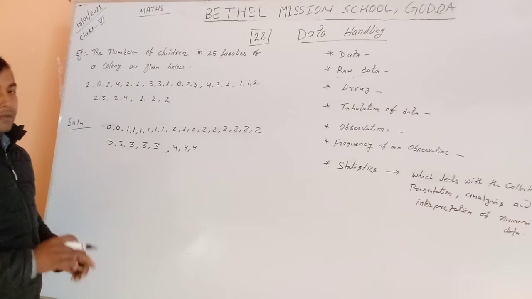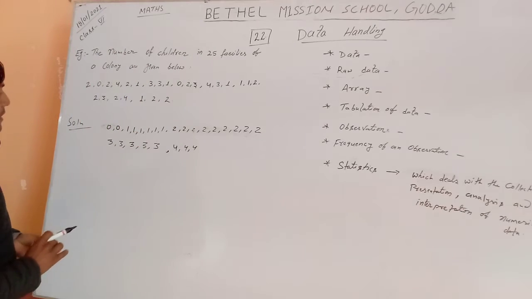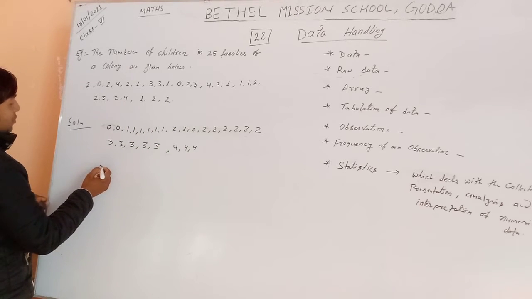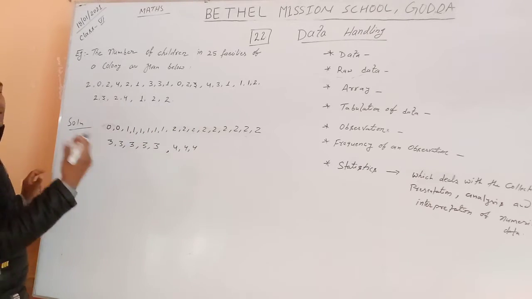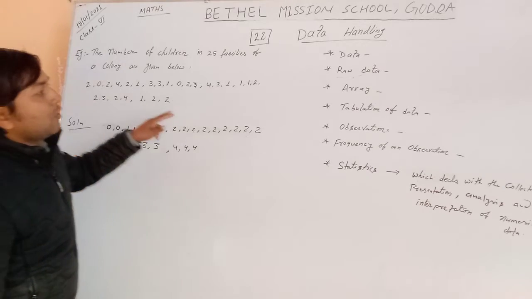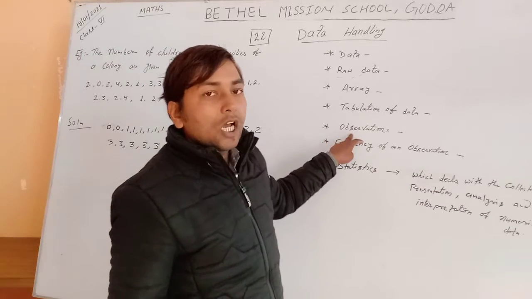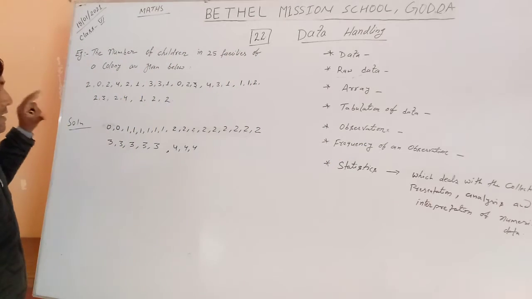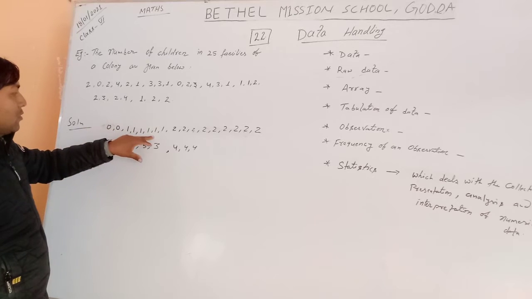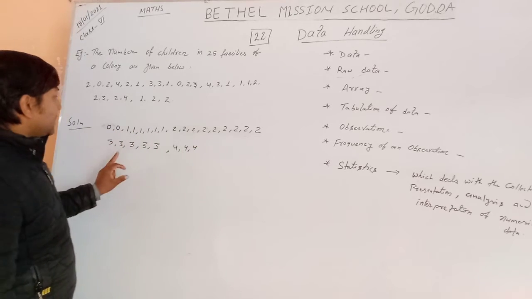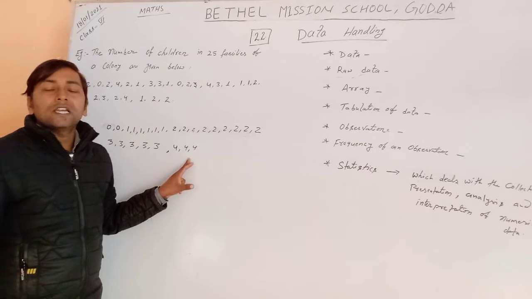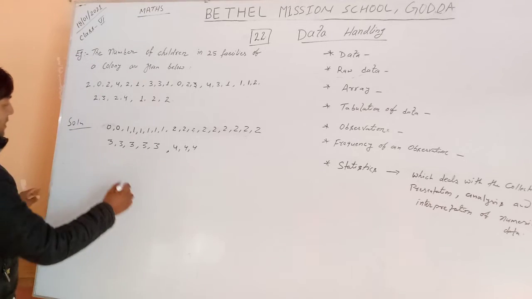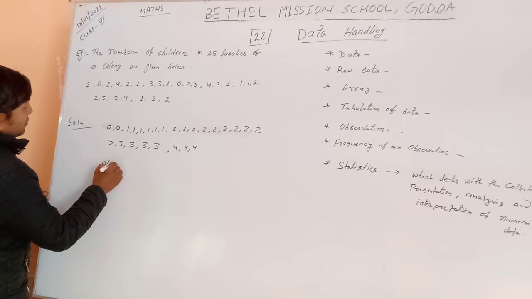Now you make the table. So what information is given? You have to write first the information or observation. What is an observation? How many types of numbers did you get? That is the observation: 0, 1, 2, 3, 4. These are known as observations. So first, in the table, you write observation.